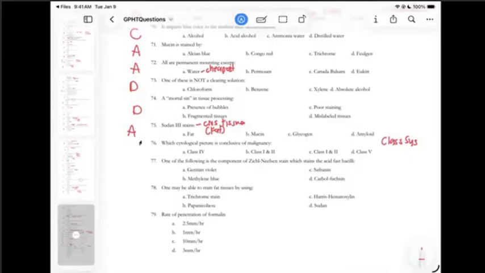So, but if ever you'll encounter the class system of reporting PAPS, that's from class 1 to class 5. And kung ang interpretation or description is already conclusive for malignancy, that is class 5. Okay? Number 76, letter D.